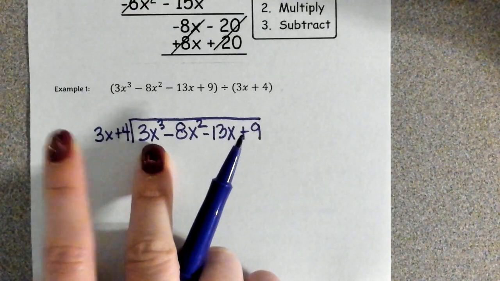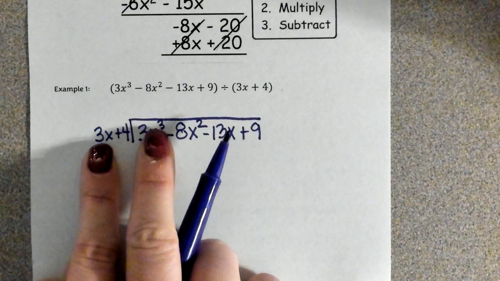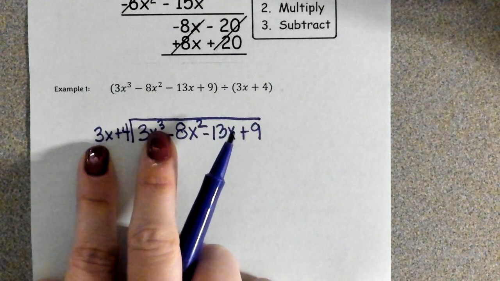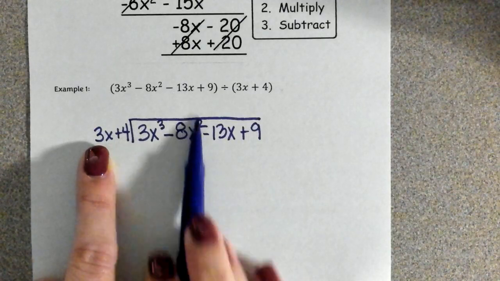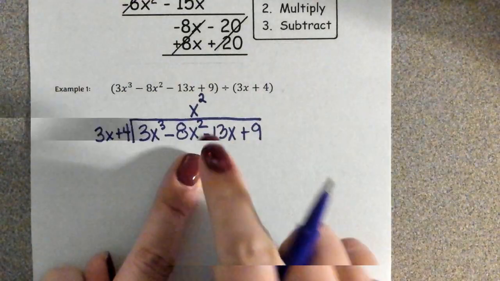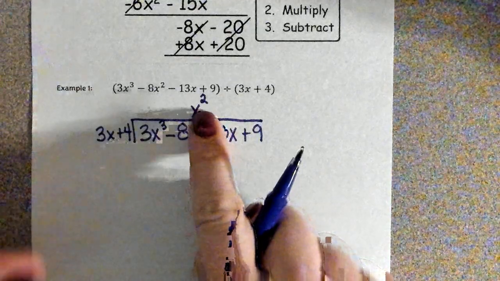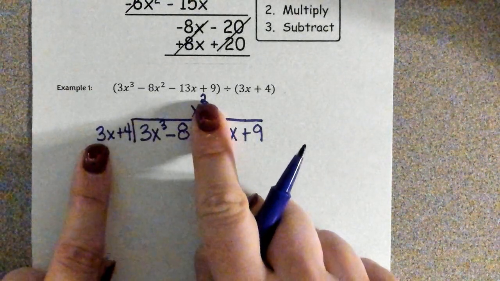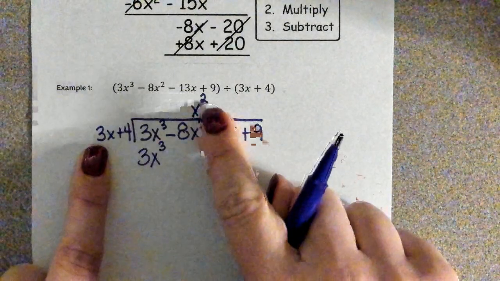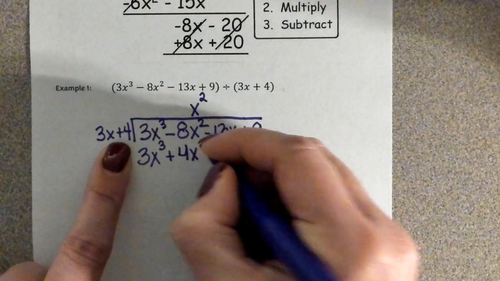And I have to ask myself, 3x times what is going to give me 3x cubed? So 3x times what gives me 3x cubed? And the hint is it's something involving this x squared, right? So we put x squared up here. So then we take x squared and we multiply it by everything on the outside. So x squared times 3x, that makes the 3x cubed that we wanted. X squared times 4 is plus 4x squared.